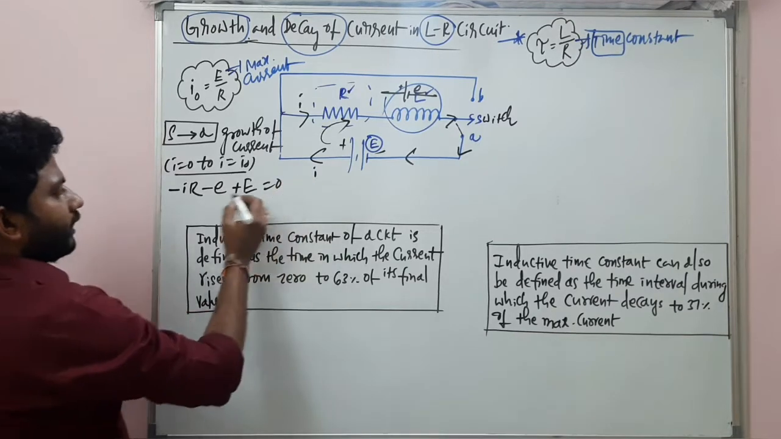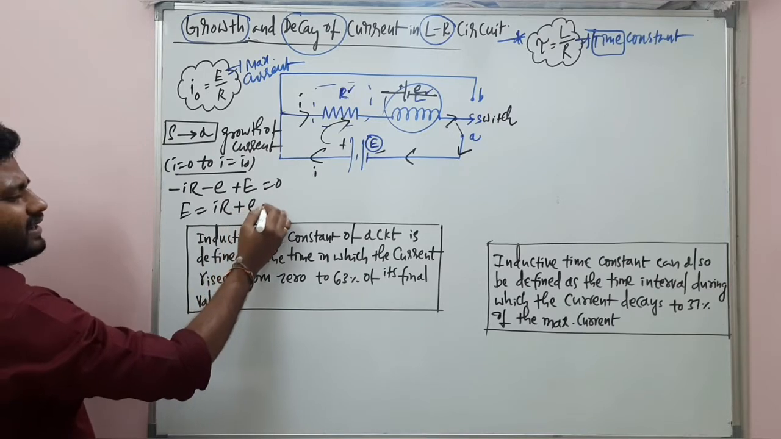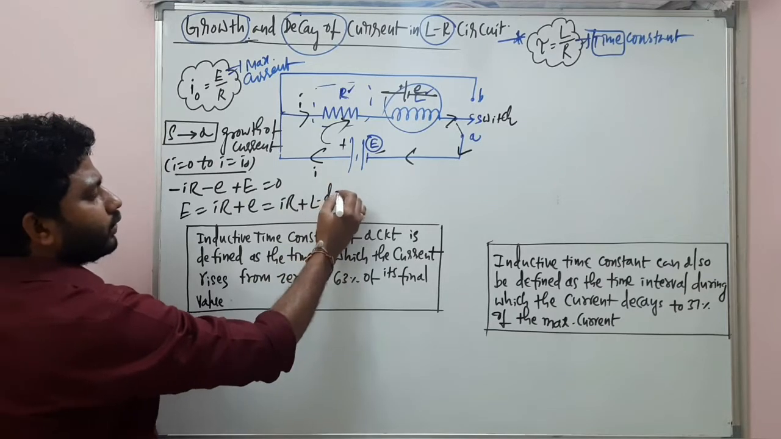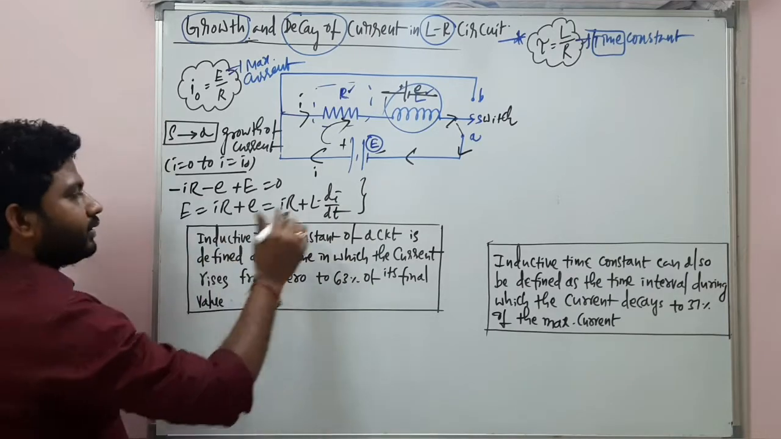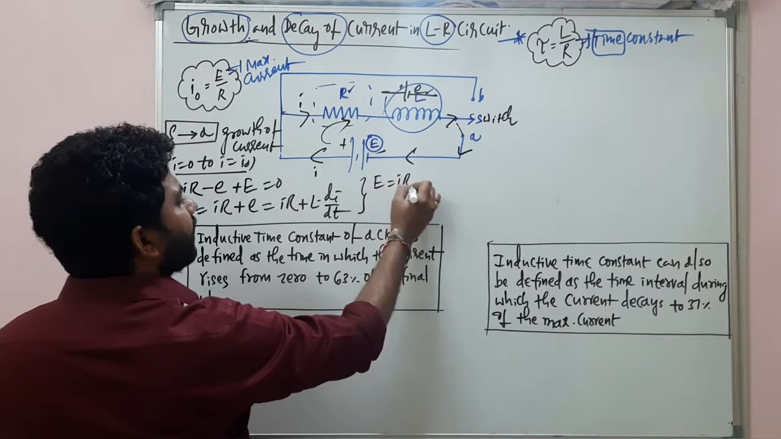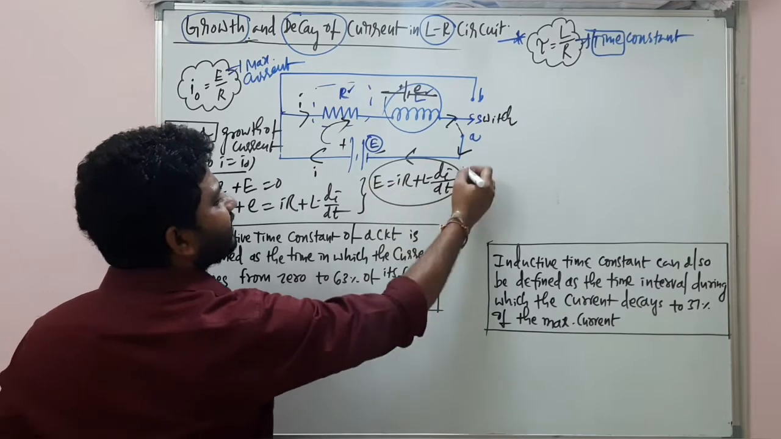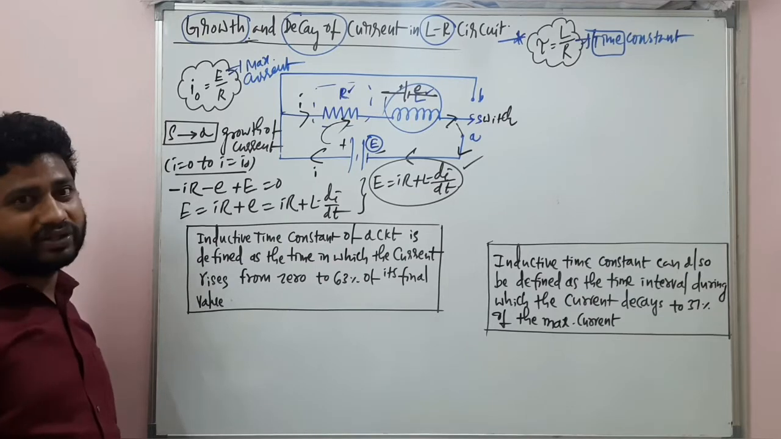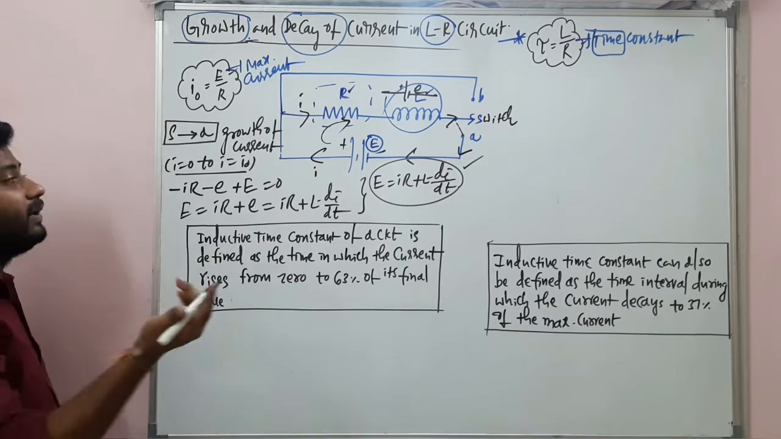From here, what I can write is E is equal to IR plus the induced EMF, and this induced EMF is L into di by dt, right? So I can write E is equal to IR plus L into di by dt. If I differentiate this expression, my dear students, the most important thing we are going to discuss, if I differentiate that expression, I get it from where to where? From the limits I to I naught.